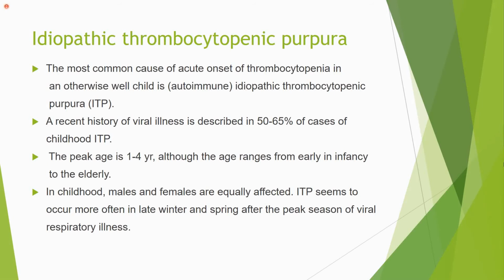Now, why is it linked to viral respiratory illness? We have an immune system that forms antibodies against any viral illness which we get. And sometimes, unfortunately, because of an immune dysfunction, the antibodies that are formed against these viruses or any pathogen cross-react with the patient's own platelets and cause destruction of these platelets. So, it is an autoimmune disorder, where immune dysfunction causes destruction of the body's own platelets. And this results in immune thrombocytopenic purpura.